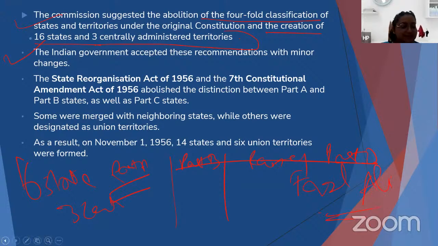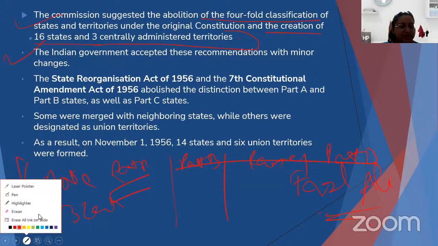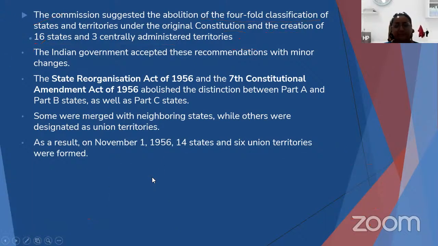The government accepted these with some minor changes because we know that at that point of time we were a budding nation, and to control such a huge nation with such a large population, and apart from that we were socially and economically backward at that point of time. Okay, we didn't have the proper resources at that point of time. It was very difficult for those leaders to manage such a country. So the government accepted these changes. There were some minor changes that the government made in the recommendations given by the Fazal Ali Commission.